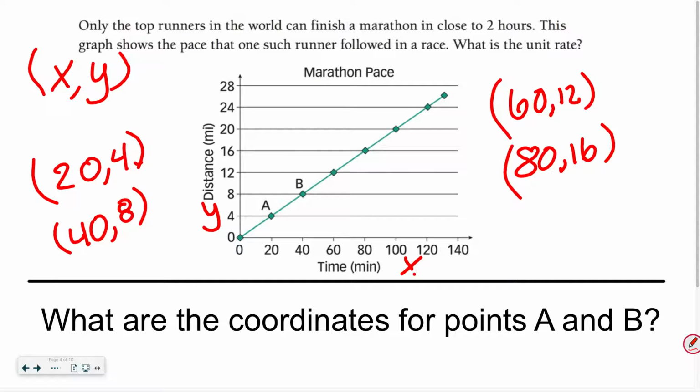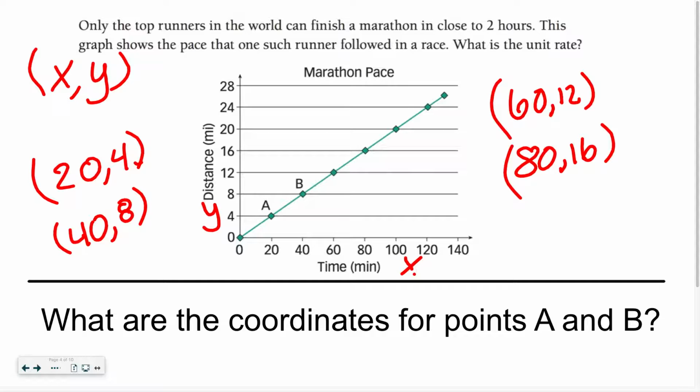Everybody take a look. Really look at those: 20 to 4, 40 to 8, 60 to 12, 80 to 16. What's your pattern? They can be divided, but let's talk about the pattern in their growth. Like when we go from 20 to 4, and then we go to 40 to 8, and then we go to 60 to 12, and then we go to 80 to 16.